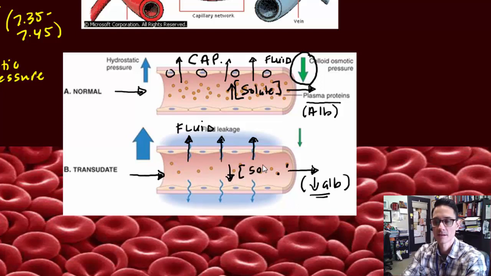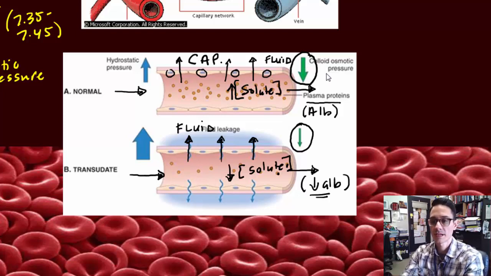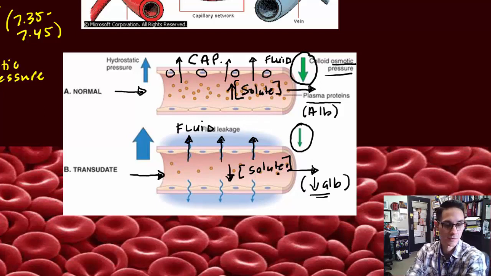These brackets mean concentration. If we had low amounts of solutes in the blood, because we didn't have enough albumin, the pull for water to come back into those vessels would be significantly decreased, and over time our blood pressure would progressively drop. So it's important that we have proper amounts of albumin because they maintain osmotic pressure, which is the pulling pressure. This green arrow is our osmotic pressure. It is the draw for water back into the capillary after some fluid has leaked out. So very, very important.